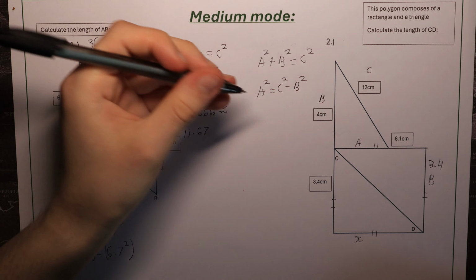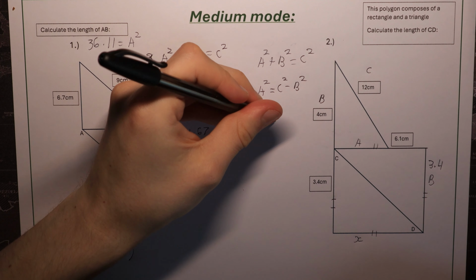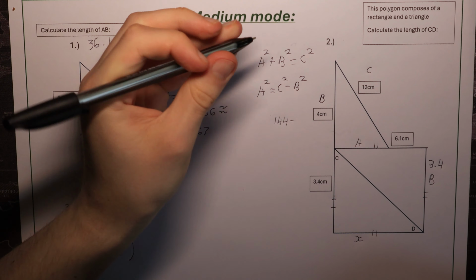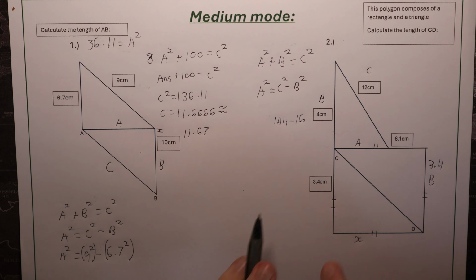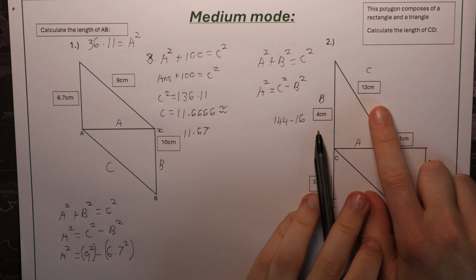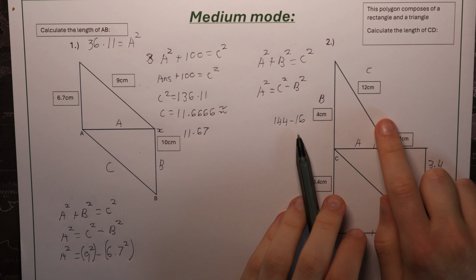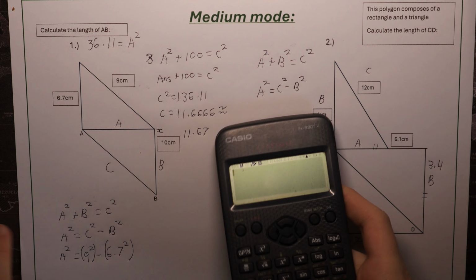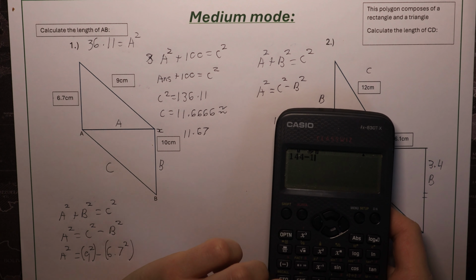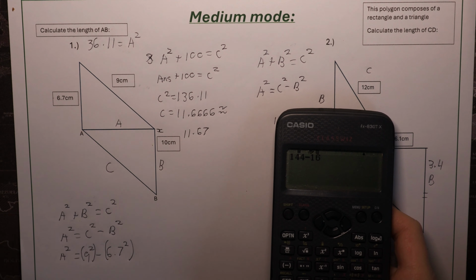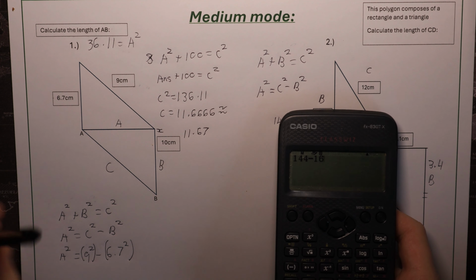We know that C squared is just 12 squared, so we know this is 144 minus 16. So you see, if we get these kind of numbers, that could actually be on a non-calculator paper. Now, we'll see what we get here. I will still use a calculator here, just in case mental arithmetic isn't your strongest suit.